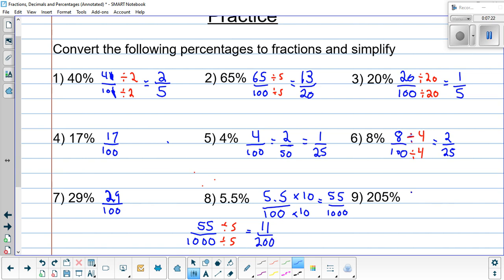So lastly, 205 over 100. Let's simplify that. That's going to be 41 over 20 when we divide by 5 on top and bottom. Okay.